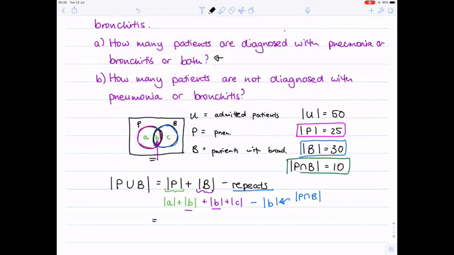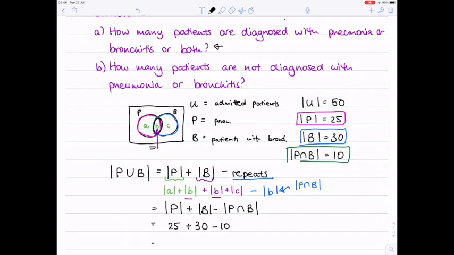So finally, to work out the size of P union B, we have the size of P plus the size of B, minus the size of their intersection, because those were double counted. And if we plug in the numbers that we know, that should be 25 plus 30 minus 10, and that gives us 45. So we know that there are 45 patients who have pneumonia, bronchitis, or possibly both.